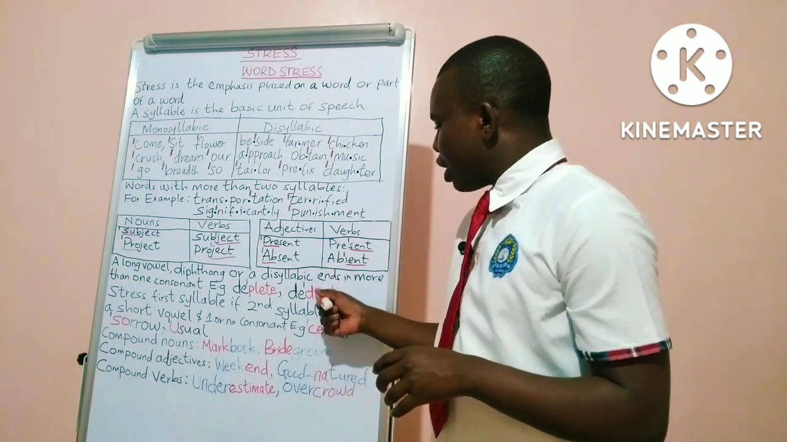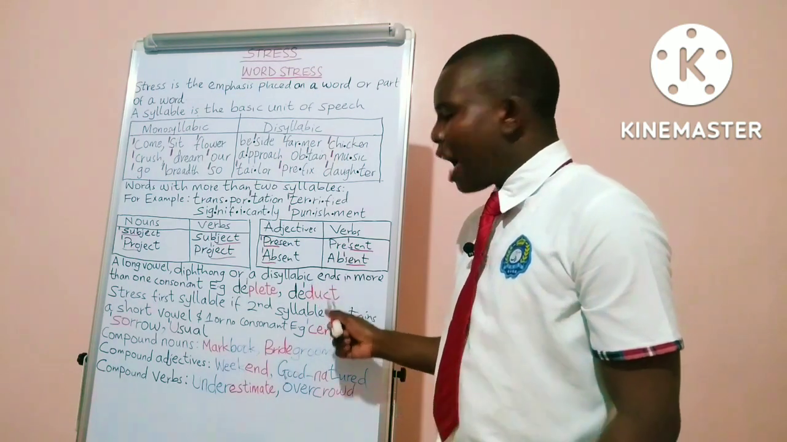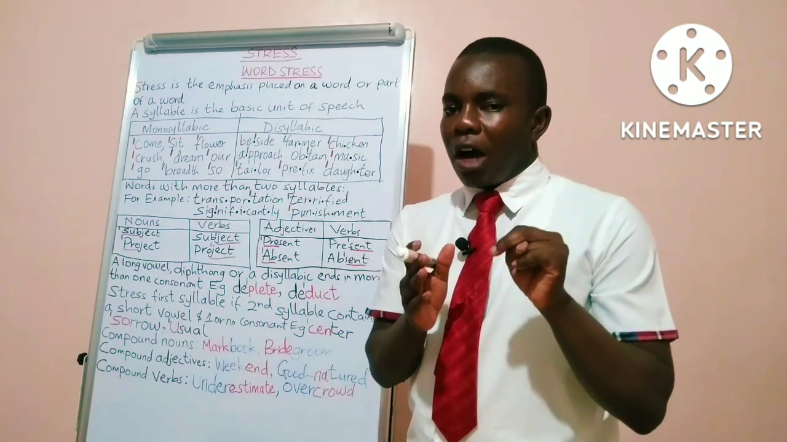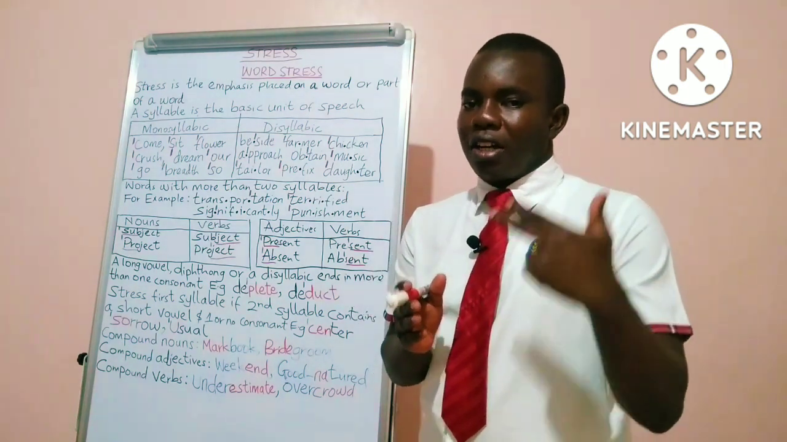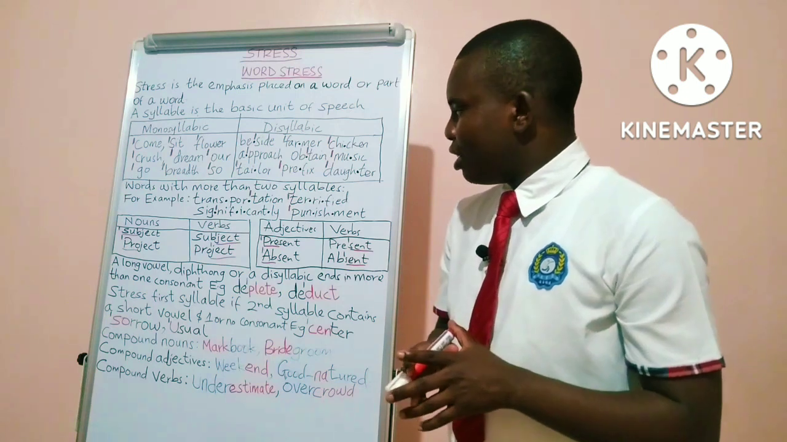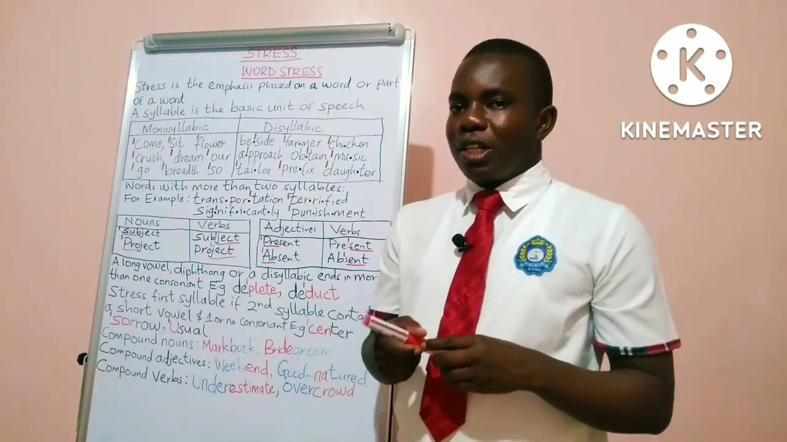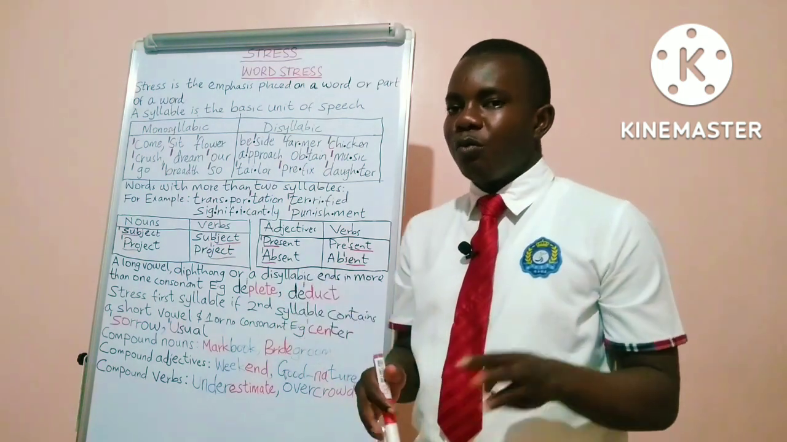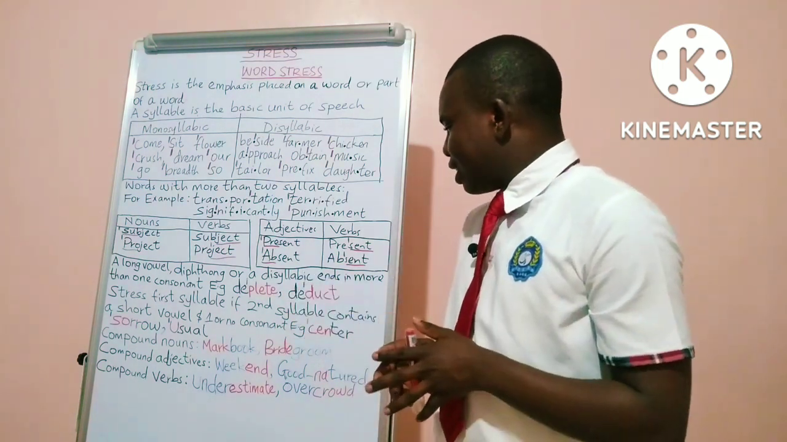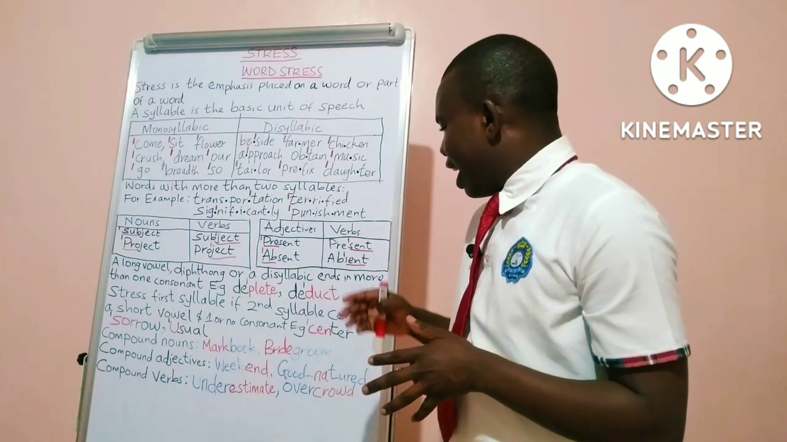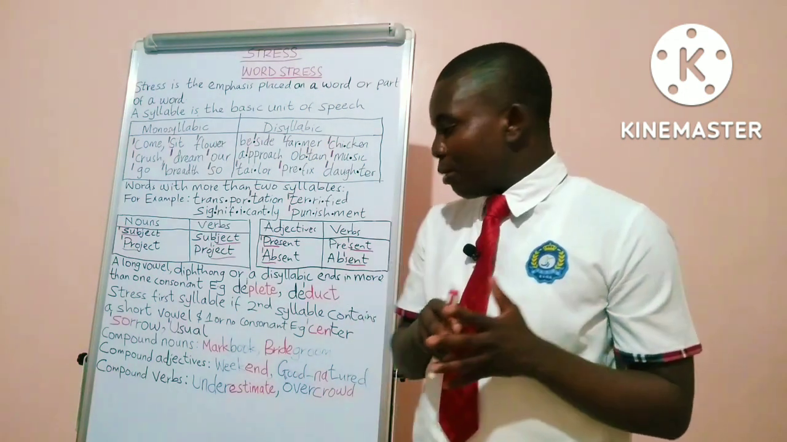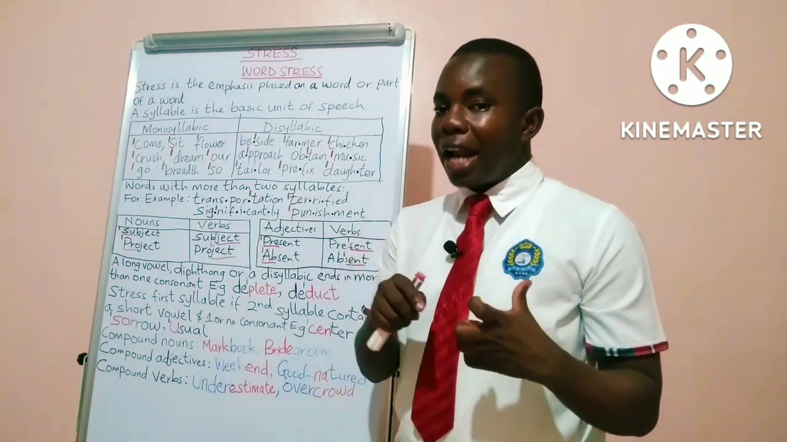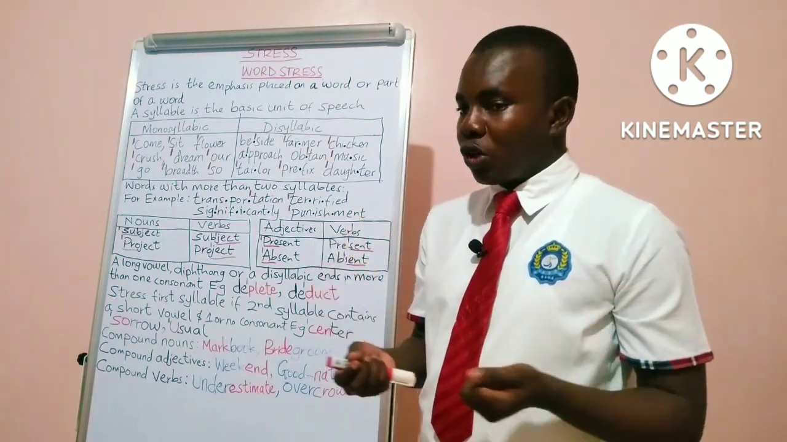In the second syllable, duct, we have two consonant sounds following one another, that is k and t. Another thing to note is that we should stress the first syllable in disyllabic words in an event that the second syllable contains a short vowel or one or no consonant.